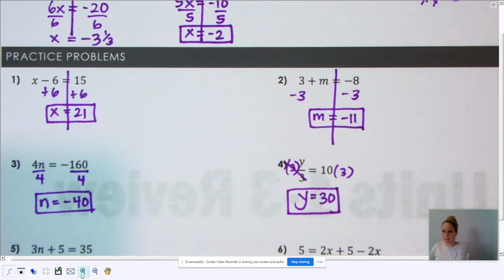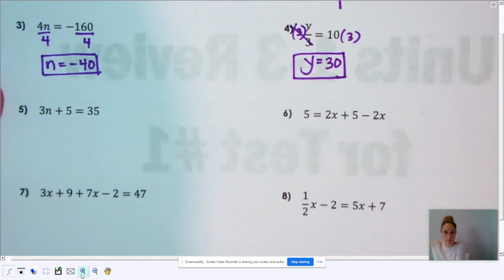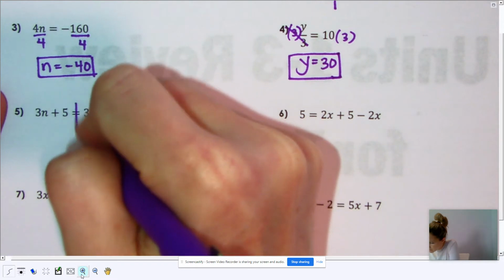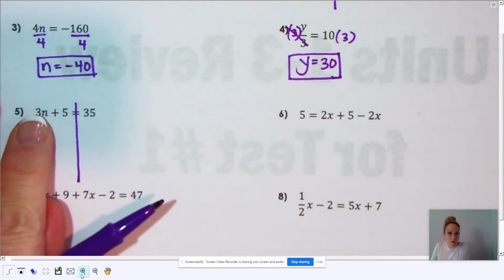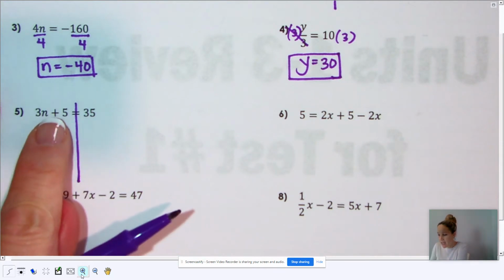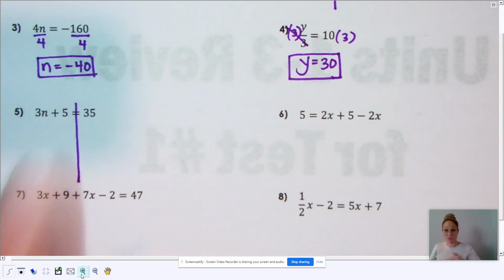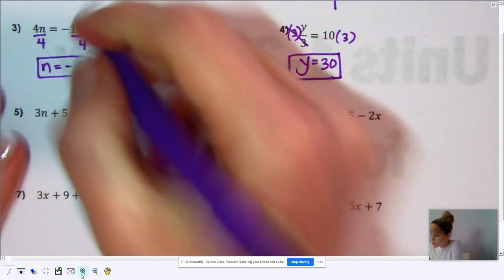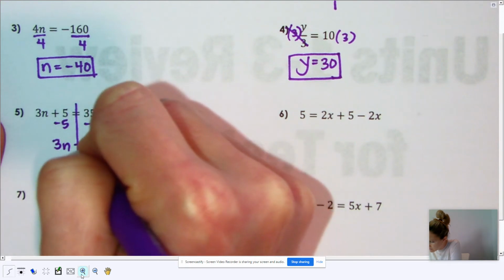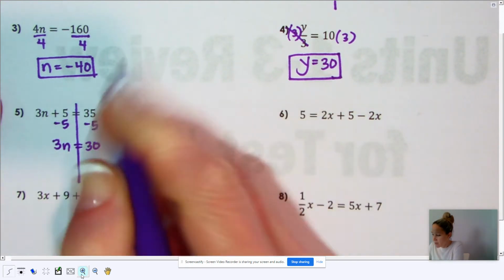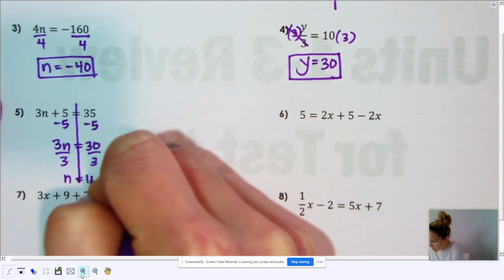Okay, question number 5. We have a two-step equation. So you can see that this n is being multiplied by 3, and then 5 is added at the end. So anytime we're doing an equation, we want to kind of do the steps backwards. So I'm going to do subtract by 5 on both sides. So I have 3n is equal to 30. And then I'm going to divide by the 3 on both sides. So I get n is equal to 10.